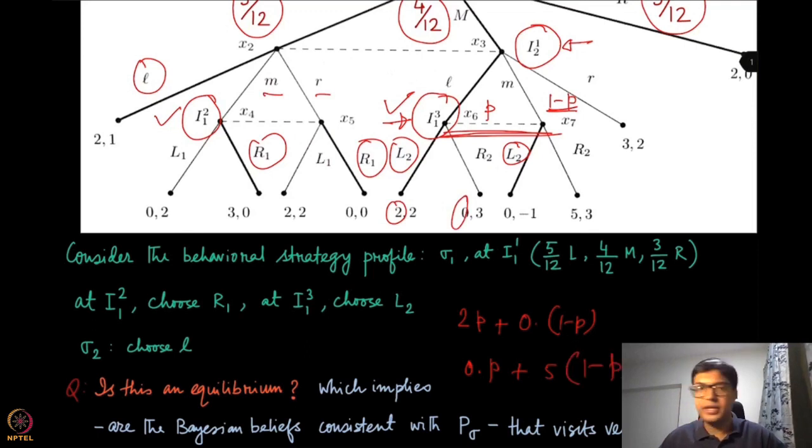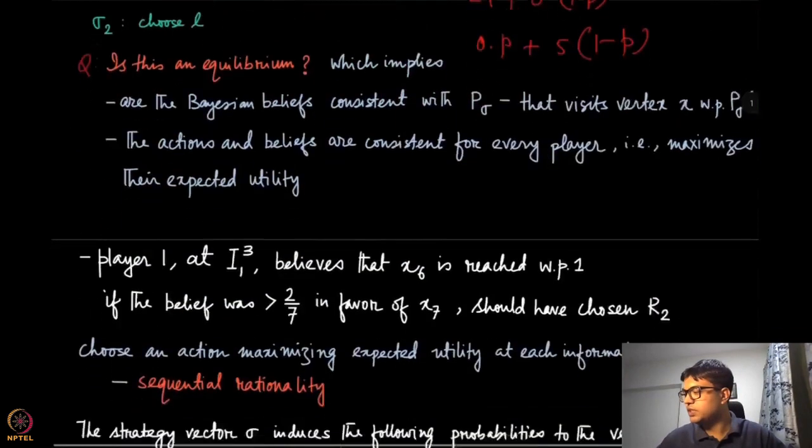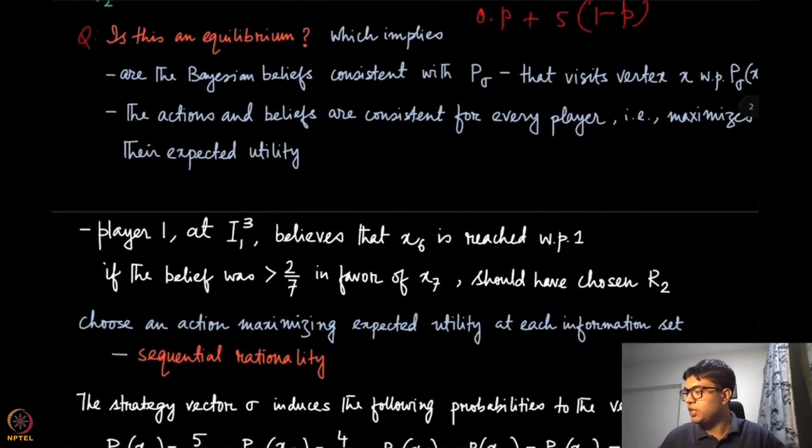Now if you compare these two things, you can clearly see this observation: if the belief was larger than 2/7 in favor of X7.